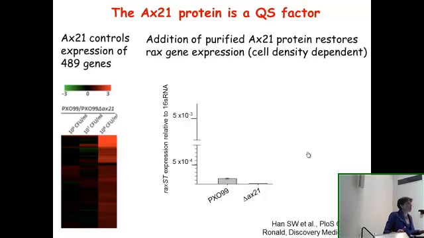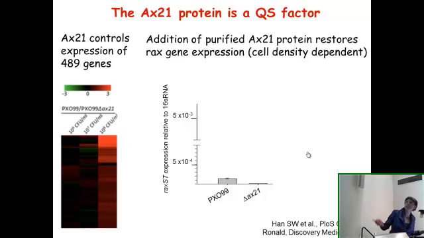So then we wanted to prove that AX21 was indeed a quorum sensing factor, and over the years we had shown that in the wild type strain we had expression of the rax genes. So raxST is highly expressed in the wild type strain, but it's not expressed in the mutant. And we had also identified that the other rax genes were also regulated by AX21.